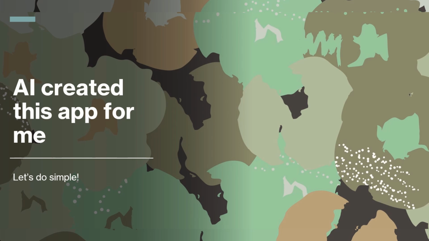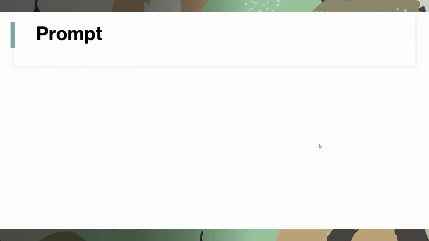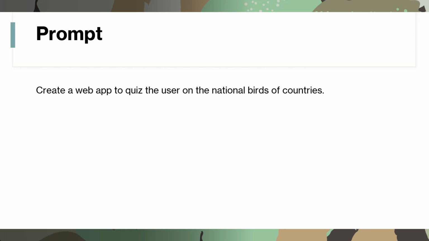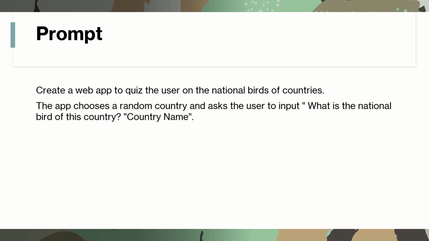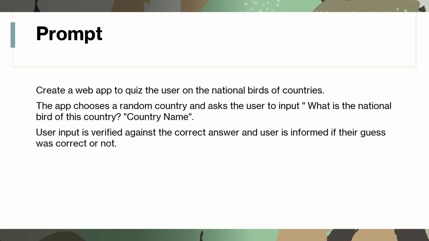So let's first break down the idea that I have. The goal is simple. I want to create an app that quizzes the user on the national birds of countries. So I want the app to choose a random country and ask a question to the user. And based on the response of the user, the app should verify if the answer was correct and give feedback to the user.